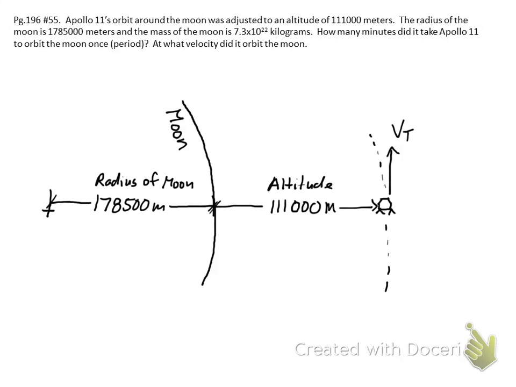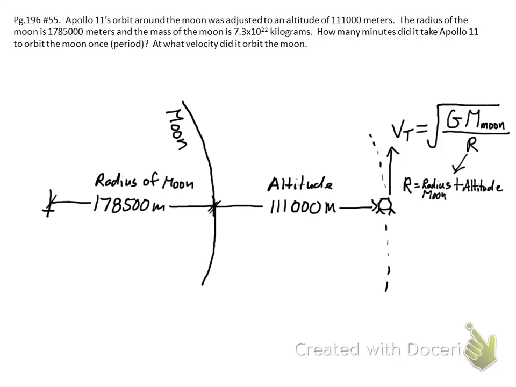plus this given altitude. Okay, so we're asked to find the tangential velocity. We're also asked to find the time period. There's really a number of approaches. Probably the quickest one is we have this velocity of a satellite. So we can just plug and chug into here.